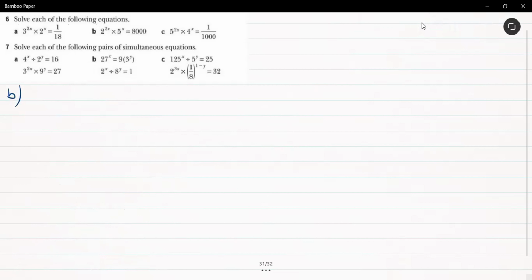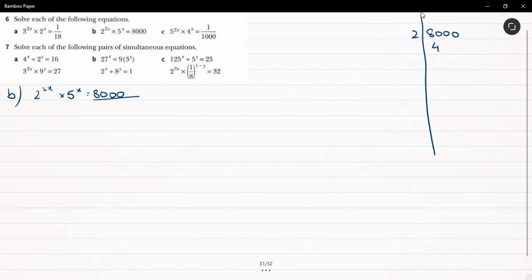Okay, for part B, we have 2 raised to the power 2x multiplied by 5 raised to the power x is equal to 8,000. Again, the same thing is going to be done here. First of all, try your best. Okay, so it's done. First of all, simplify this. So I'm going to find out 8,000 in terms of 5 and 2.